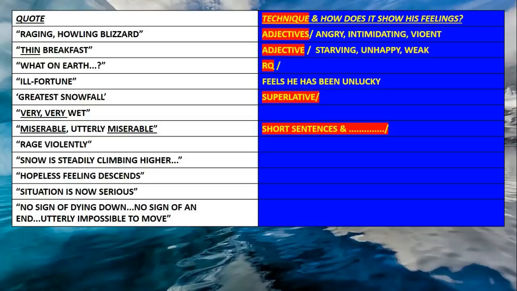So here's a little box that might help us for this question. In the white is the quote, and in the blue is the technique and how it shows his feelings. We'll go through a few together and then you can maybe finish the table. So we've talked about the raging, howling blizzard. What technique is used? Raging and howling is an adjective. How does it show his feelings? Well, it shows that he's feeling angry or intimidated by the weather. That's meant to say violent.